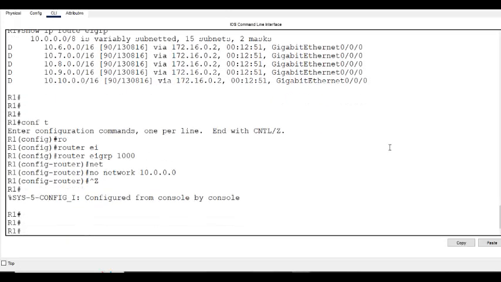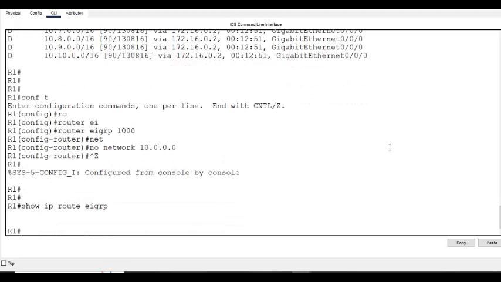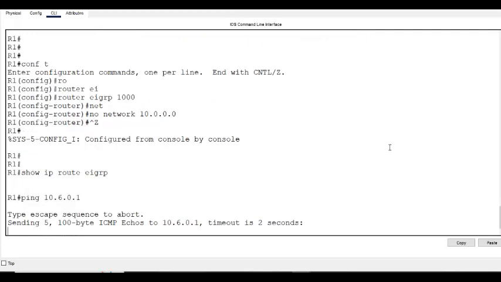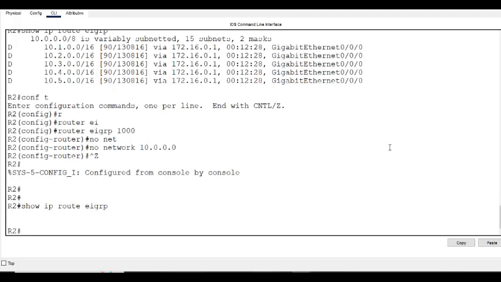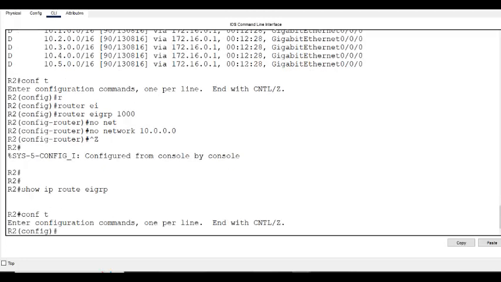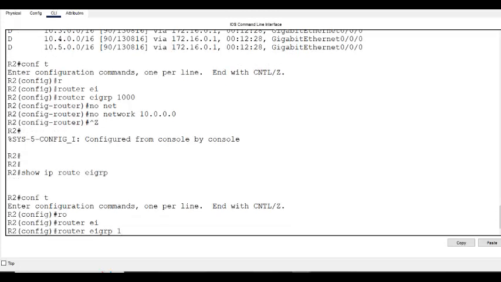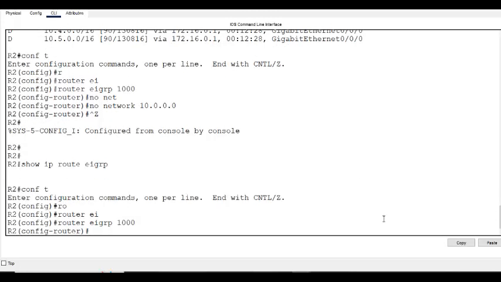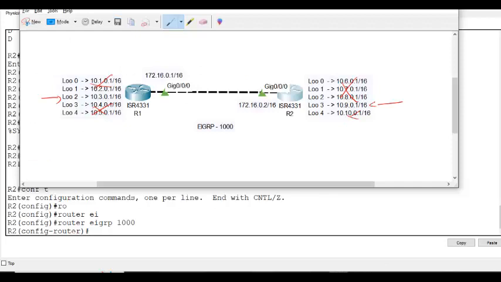Now I'll go to router 2 and advertise only the network that I want. I want to advertise only 10.9. So what I can do is match 10.9. Earlier, we were saying match 10, so all these were matching 10. Now you need to say match up to here. Up to here, how many bits? 16 bits. Do you agree?